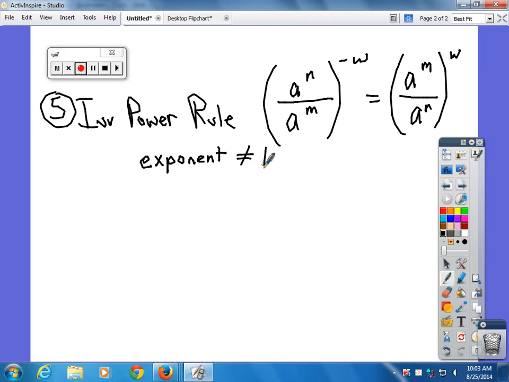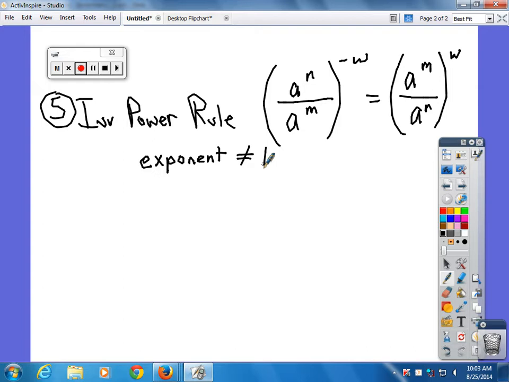Because if you have an exponent equal to 1, then you don't need the parentheses. So it would just be a to the n over a to the m raised to the first power, and you don't have the parentheses, so you have a to the n over a to the m. And then if you flip them, it would be a to the negative m over a to the negative n. But why would you flip something? If it ain't broke, don't fix it.